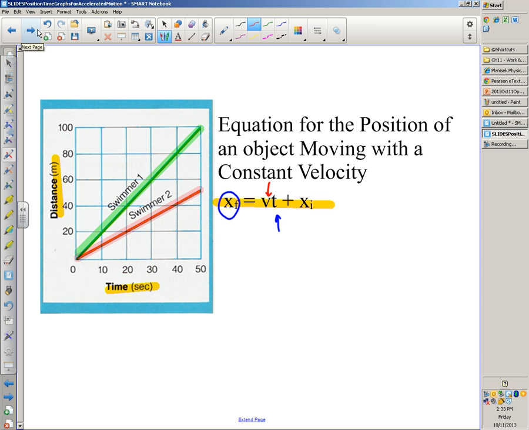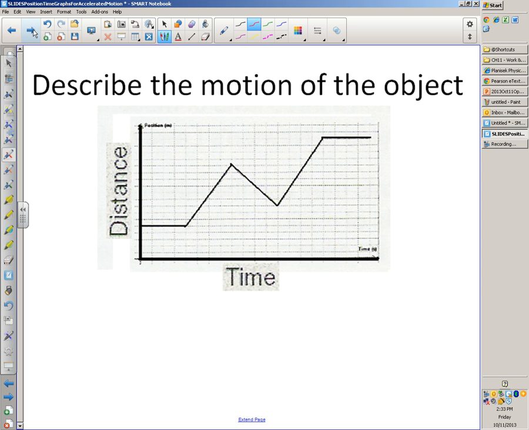And I could have given you a graph like this and said, describe the motion of the object. So let's take 30 seconds and talk about it with the person next to you. Based on this graph, describe the motion of this object, keeping in mind that this is a distance graph, not a velocity graph. So 30 seconds, talk to the person next to you, describe the motion of this object. Go.